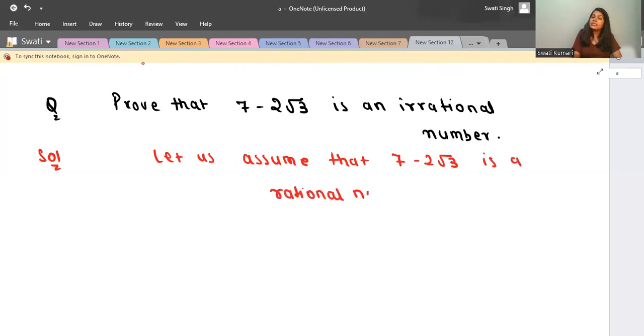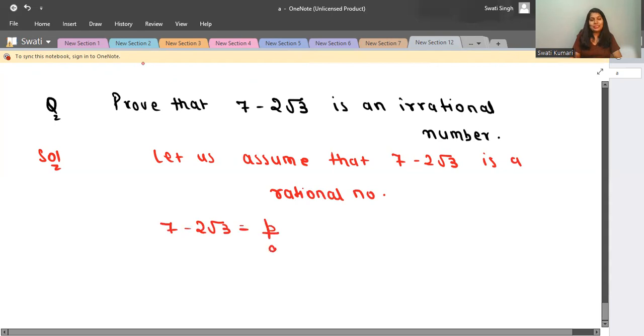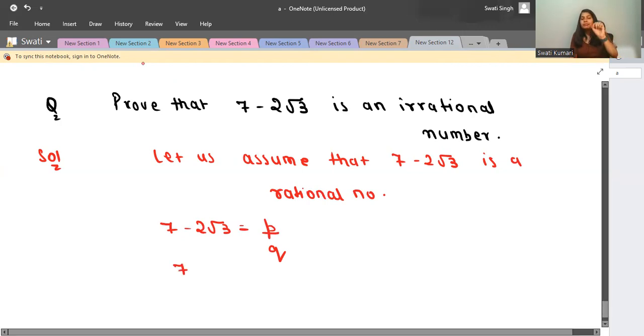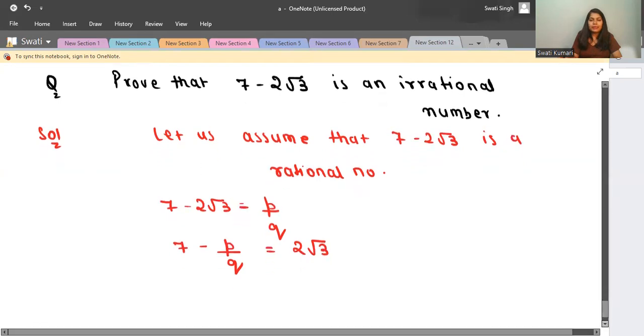Okay, and if it is a rational number, we can write this as equal to P by Q, where you know about P and Q. I don't need to repeat the same thing, P and Q integers and all. You know that. Okay, now I'm going to write this as 7. I'm going to shift this P by Q to this side. So of course, this will become minus P by Q. I'm going to shift this negative 2 root 3 to the other side. So of course, this will become positive 2 root 3. Let us simplify this, okay?